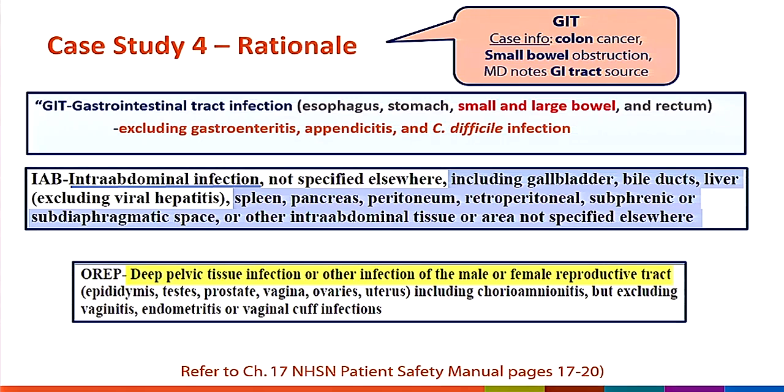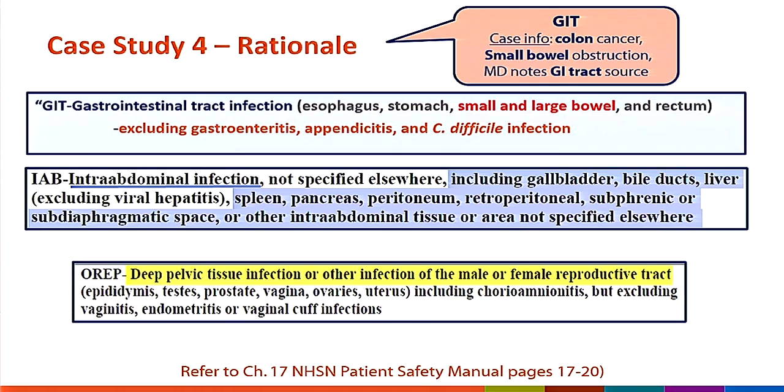Our gastrointestinal tract infection definition includes the esophagus, the stomach, the small and large bowel, and the rectum. And then we have guidance that says that it excludes gastroenteritis, appendicitis, and C. difficile infection. So really what's included here is the lumen of the intestinal tract. It's the inside of the intestinal tract. That's in contrast to the intra-abdominal infection, which includes the gallbladder, the bile ducts, the liver, the spleen, pancreas, peritoneum, retroperitoneal, or subphrenic or subdiaphragmatic space, or other intra-abdominal tissue or area not specified elsewhere. So we're really looking inside of the intra-abdominal cavity here for infections.